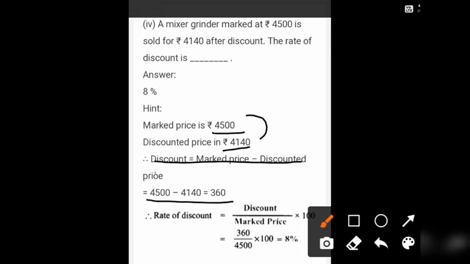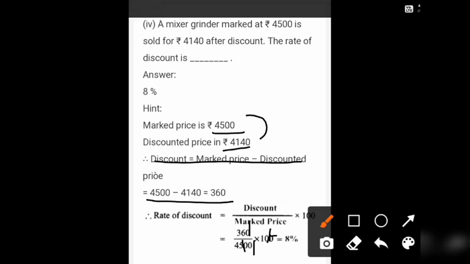From this you have to find the discount percentage, that is the discount divided by mark price into 100. 0 and 0 get cancelled, and 0 and 0 get cancelled. Here also 0 and 0 get cancelled.